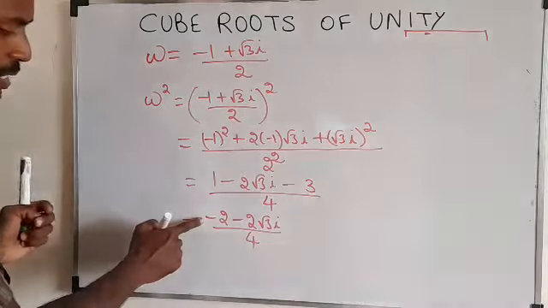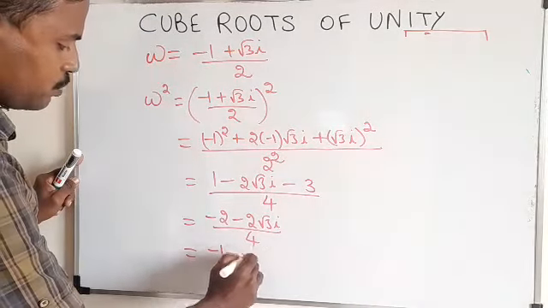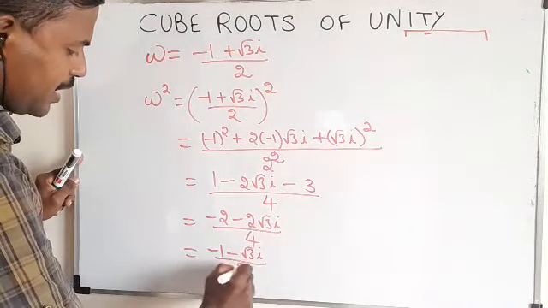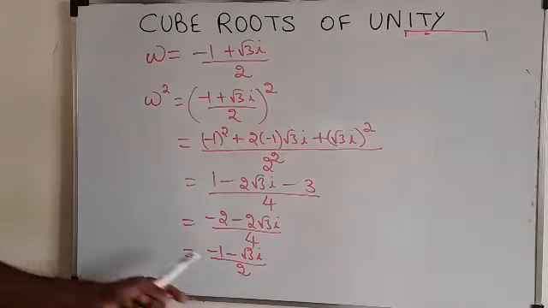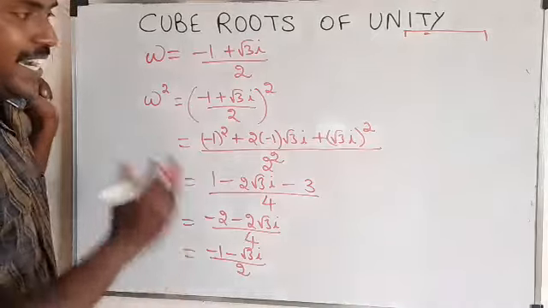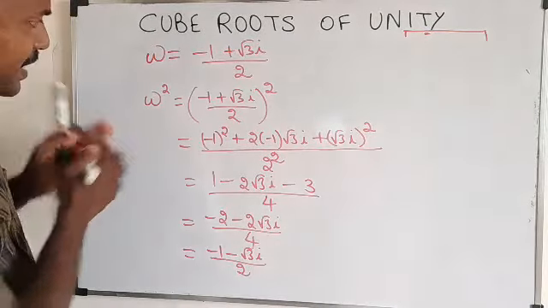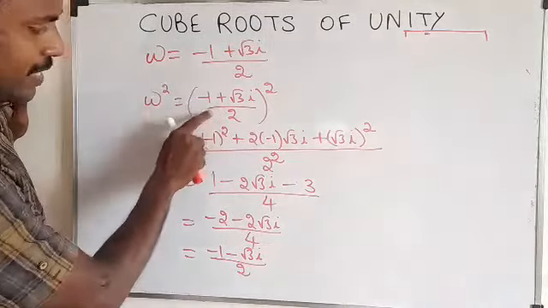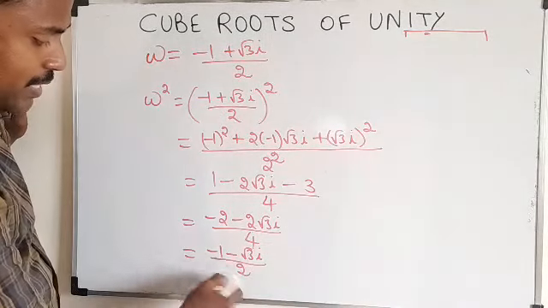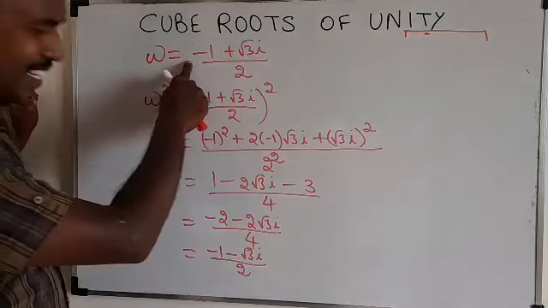Taking 2 common outside and cancelling with the 4, we get minus 1 minus root 3i divided by 2. Yes, this is nothing but the remaining, the third cube root of unity, isn't it? And you can try another thing. When we square this omega square, we will really get back to this omega. Isn't that interesting?